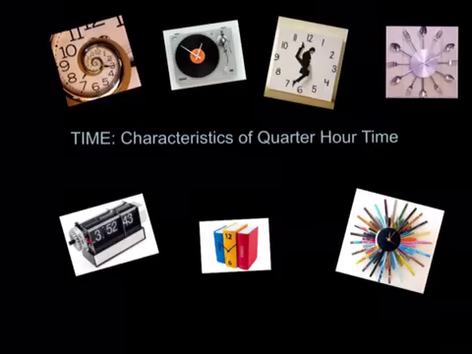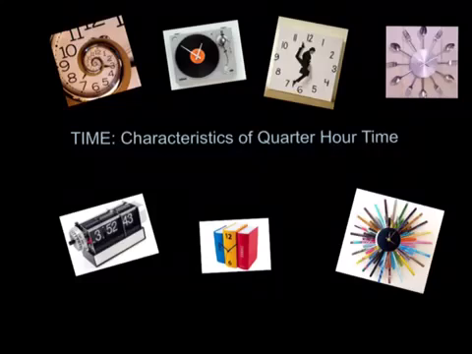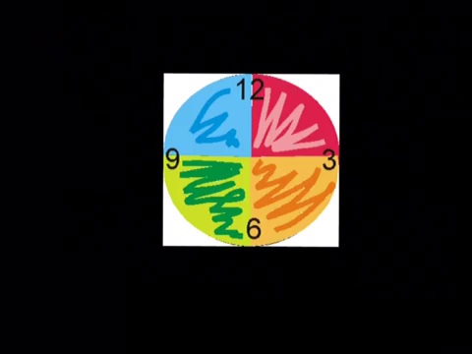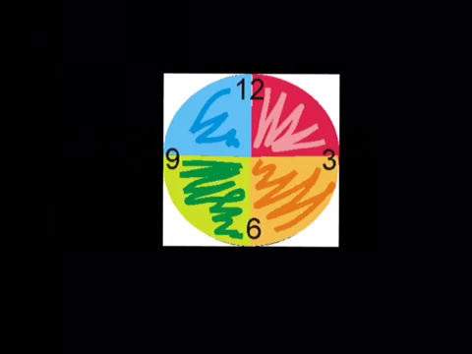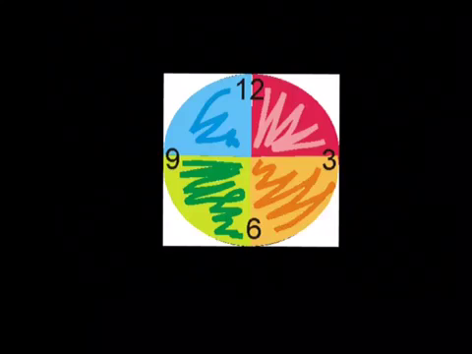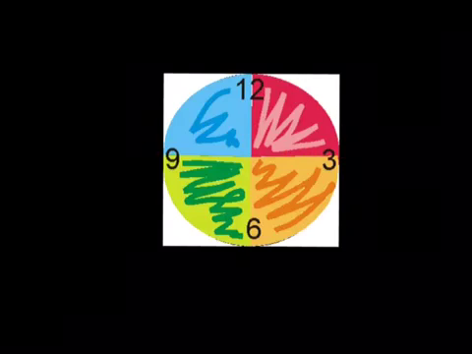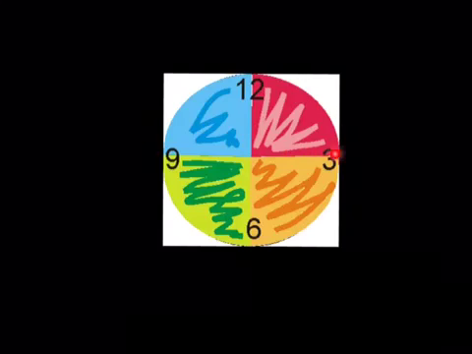Welcome back, guys. Today we're going to look a little bit closer at some of the other characteristics of quarter hour time. Okay, so just a reminder that when we're talking about quarter time, it's really important that we understand what a quarter is. So when we're looking at a clock, a quarter is this much of the clock. So those points would be the 3, the 6, the 9 and the 12.